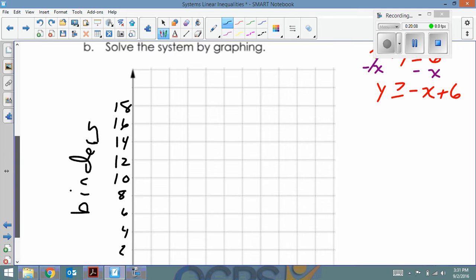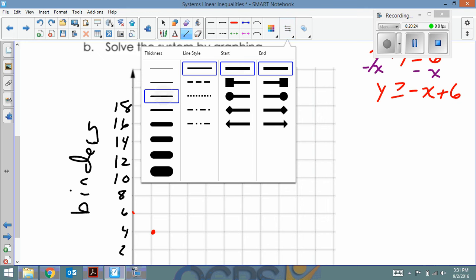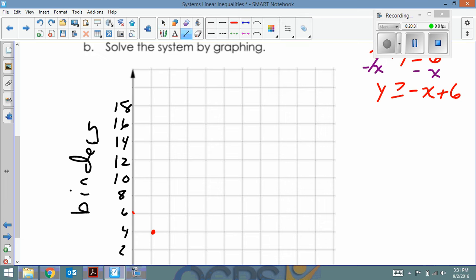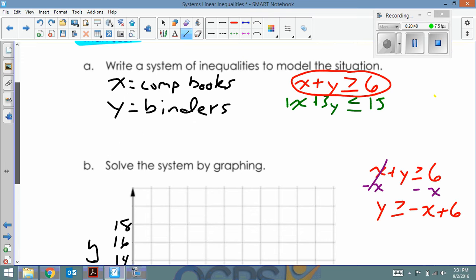Okay, so if we graph our first line, our y-intercept is 6. And it says we're going to go down 1 to the right 1. So I'm going to go down 2 to the right 2, because that would be the same. Okay, and then we're going to graph this line. It's going to be solid because we have a greater than or equal to sign. Okay, so there's my first line. Then we're going to do the same thing, but this time with the second one.